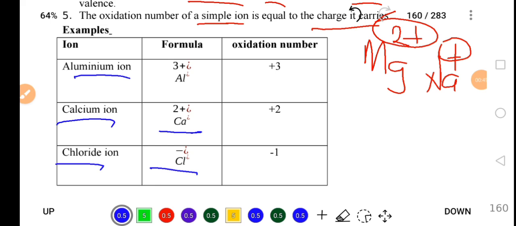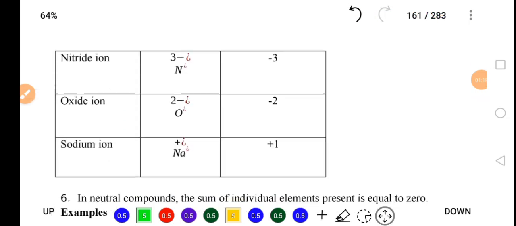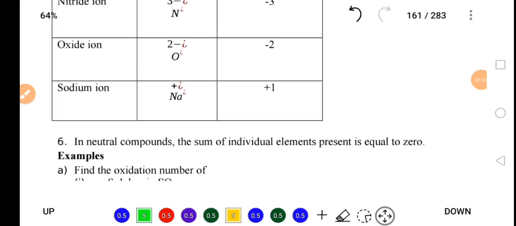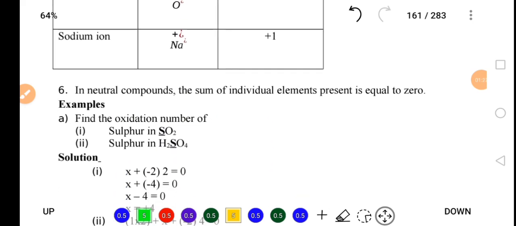Yes. So the valence of aluminium is 3, therefore the oxidation number is 3. Calcium, 2, the oxidation number is 2. A chloride ion is negative, and then we have the oxidation number negative 1. That's very, very simple. So we cannot be wasting time on something very, very simple.